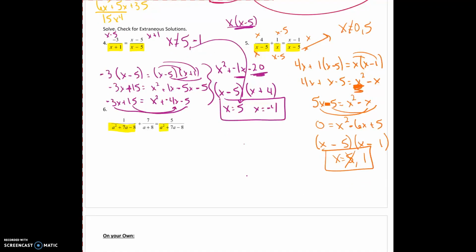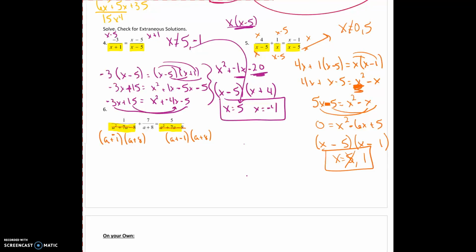This one, which is the same as this one. This is just easy factoring. Factors of -8 that get me to 7 are going to be a 1 and an 8. And I will be making the 1 negative. So cross this off, same thing here. And so the least common denominator is this a plus -1 and a plus 8. So my first and my last fraction are good.